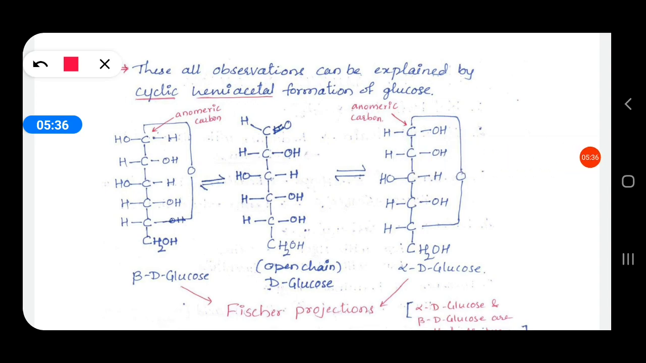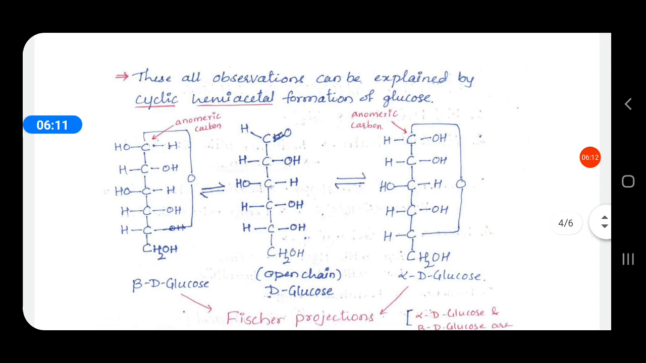This is the open chain structure of glucose, where among the 6 carbons, the first carbon bears the CHO aldehyde group, the second carbon OH group is on the right side, the third carbon OH group is on the left side, the fourth and fifth carbon OH groups are again on the right side, and the last carbon also bears an OH group. So this is the open chain structure of glucose, and this is called D-glucose.